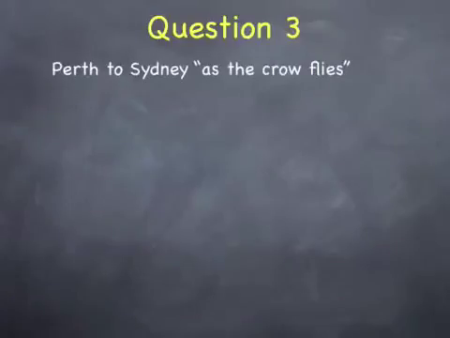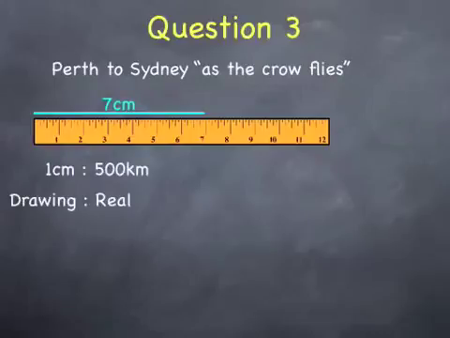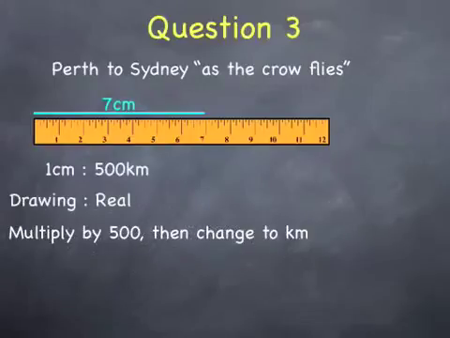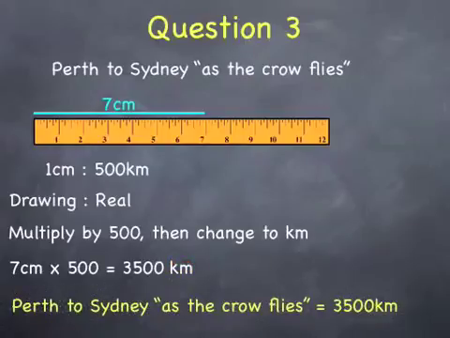Okay, question 3. Perth to Sydney as the crow flies. Draw a line between the two cities, measure it and convert it. Pause, press play when you're ready. Okay, there's the line. I've got 7 centimetres, hopefully you're very close to 7. And using the scale now, we're going to multiply by 500 and change to kilometres. So 7 centimetres by 500 is 3,500. And we change to kilometres. So the answer, Perth to Sydney as the crow flies, 3,500 kilometres.